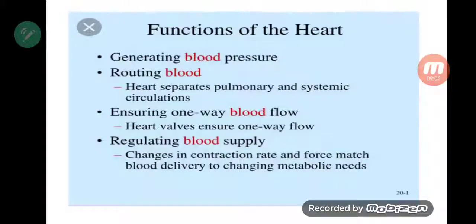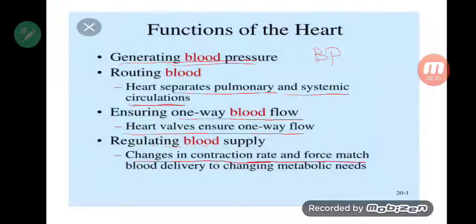Function of the heart: generating blood pressure and routing blood, separating the pulmonary artery and systemic circulation, ensuring one-way blood flow. Heart valves ensure one-way flow, regulating blood supply. Changes in the concentration and rate of the force match blood delivery to changing metabolic needs.